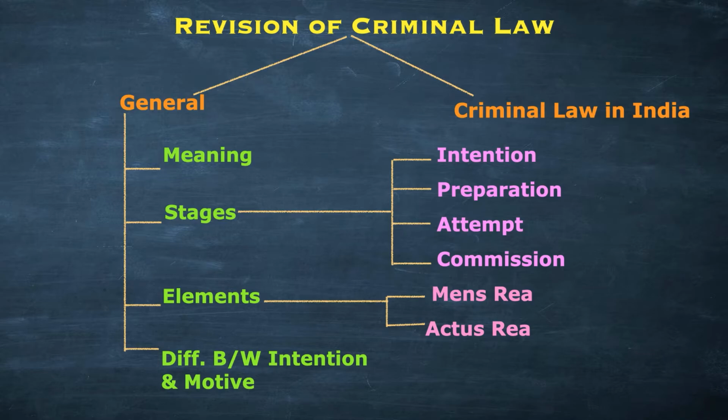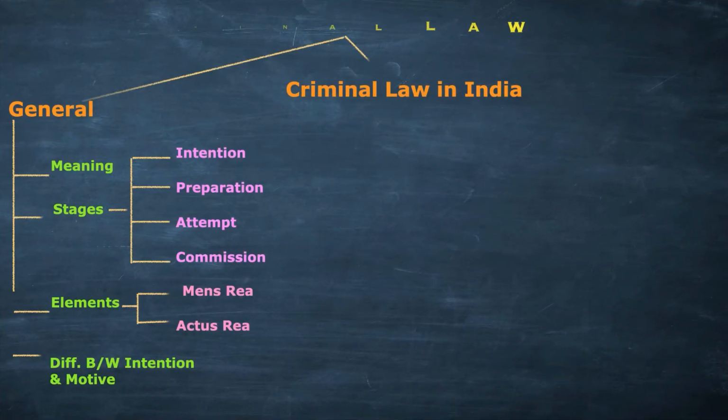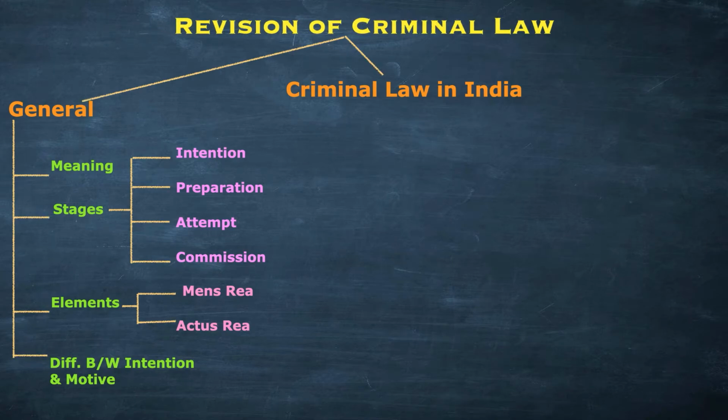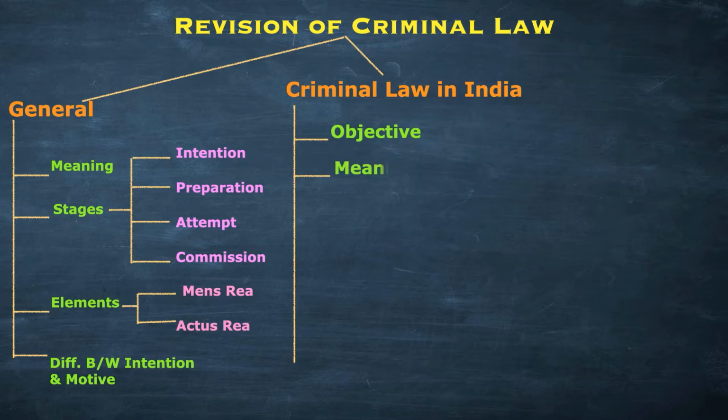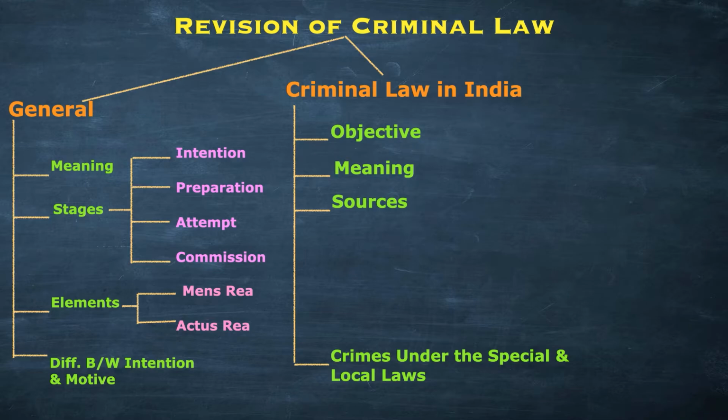Likewise, it is the general structure of criminal law that gives the basic understanding of the topic. Once you understand this, then you can easily appreciate the second category, which discusses criminal law in India. So now let's check out in the second category, that is criminal law in India, what the second levels are. The first one we have studied, that is objectives, and then we have studied the meaning, and the third one was sources, and the fourth one, that is crimes under the special and local laws.